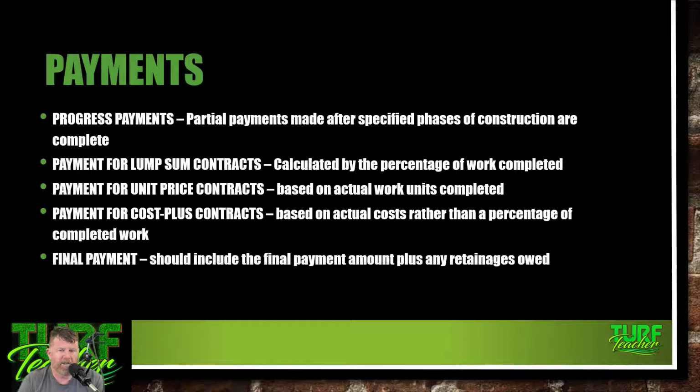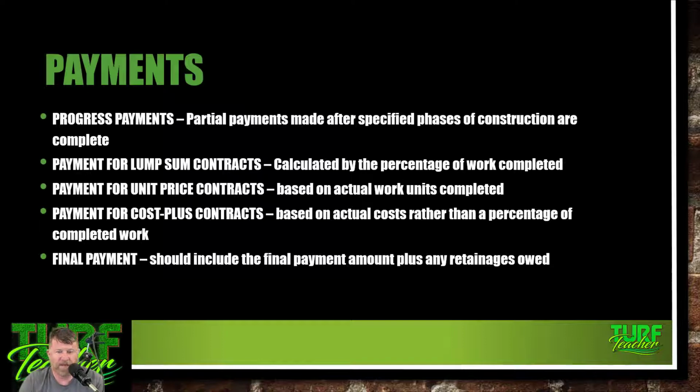Payment for lump sum contracts is calculated by the percentage of work completed. Your payment for unit price contracts is based on the actual work units completed. So let's say you're doing a 10,000 square foot paver patio. Once you get 2,500 square feet done, you may request payment.